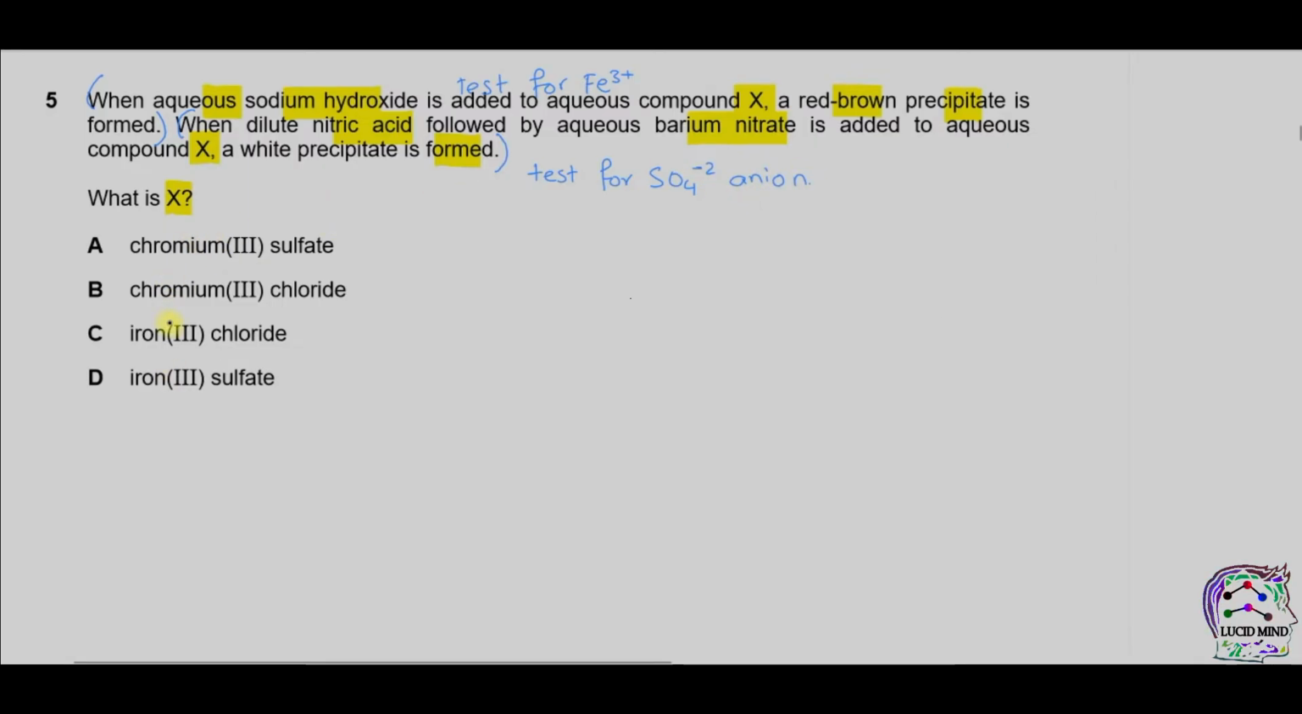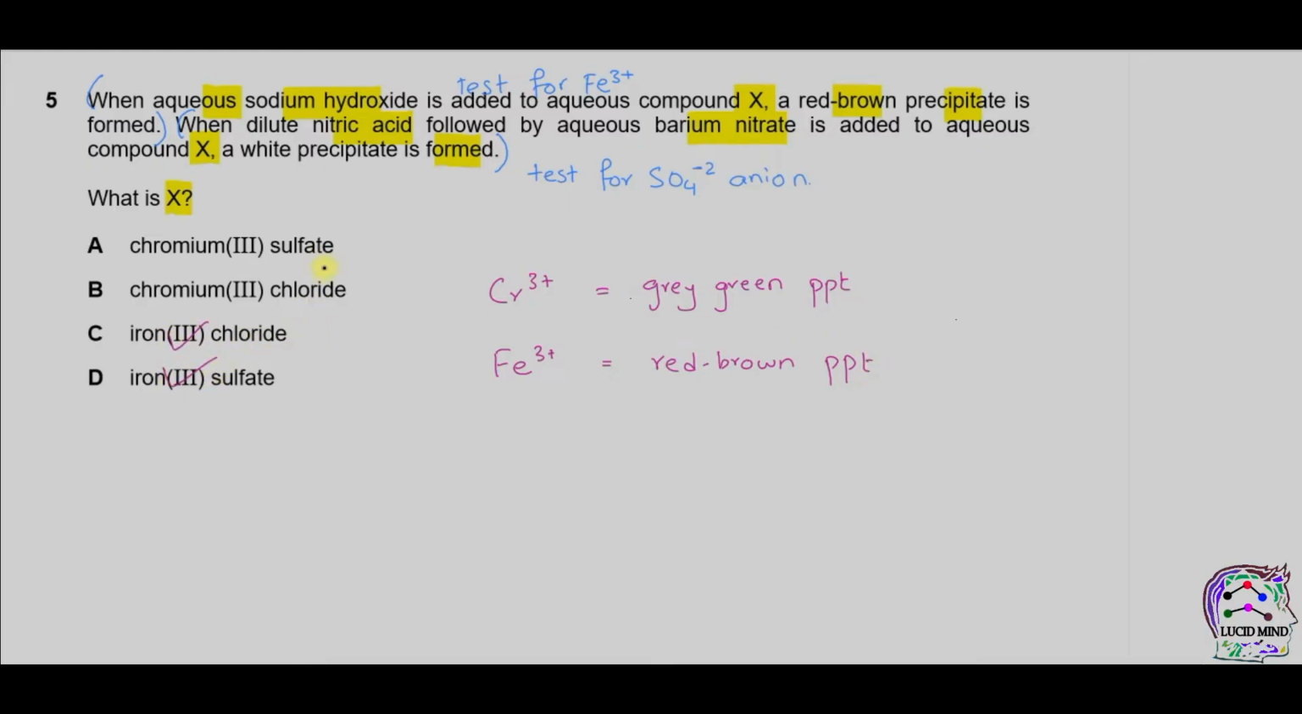In the given options, we have two different cations. One is chromium 3+, second is iron 3+. Now chromium 3+ when added to aqueous sodium hydroxide forms a grey-green precipitate. While if iron 3+ is present, it reacts with sodium hydroxide to form a reddish-brown precipitate. So the first part is iron.